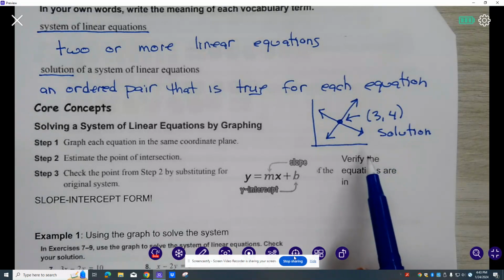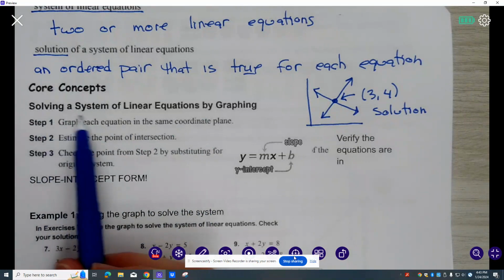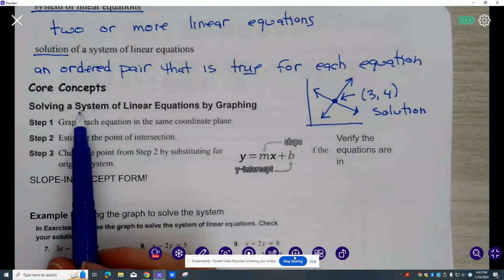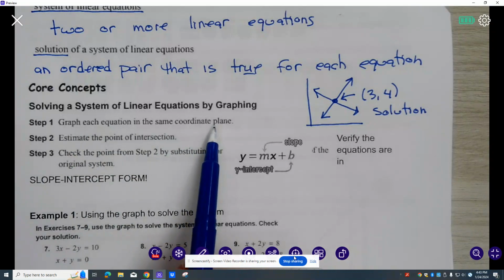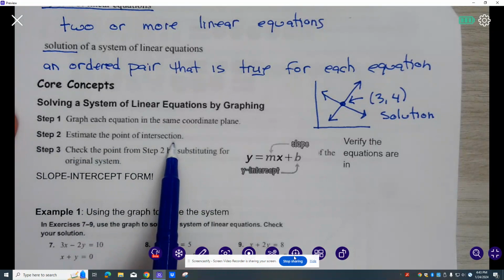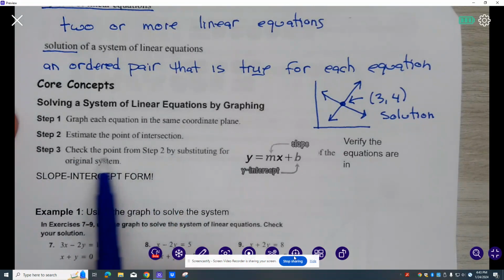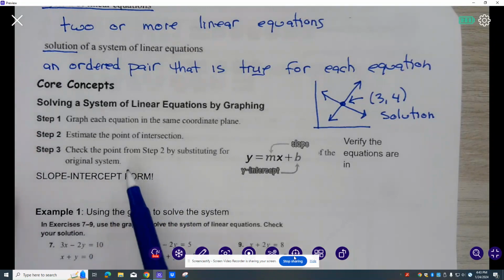5.1 is doing it by graphing. So these are the steps we're going to use for solving, so finding that solution, a system of linear equations by graphing. The first thing you're going to do is graph the 2 lines in the same coordinate plane. Then you're going to figure out where they intersect. And then check the point from step 2 by substituting it into the original equations. So we can check our answer here.